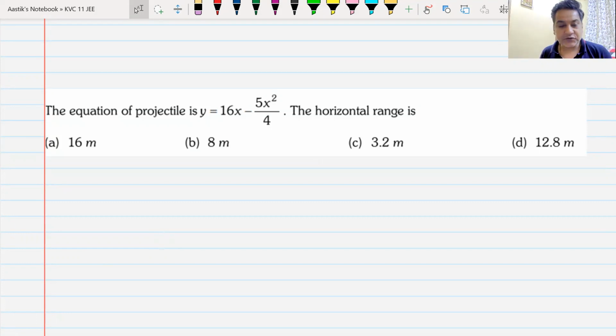Okay, the last one for today's class. The equation of a projectile is y is equal to 16x minus 5x square by 4. What is the horizontal range? You have 1 minute because the entire class is of 3 minutes now.